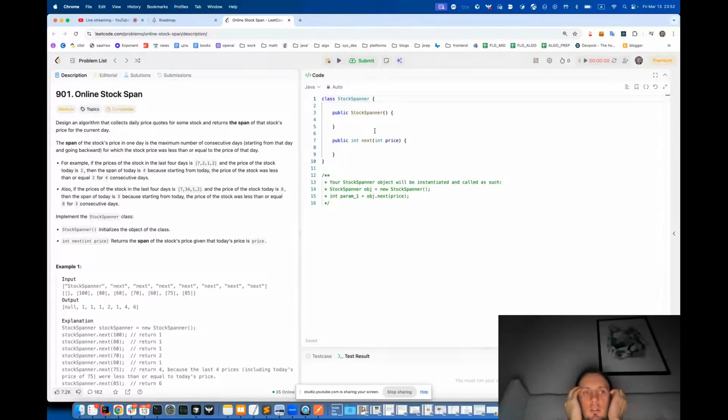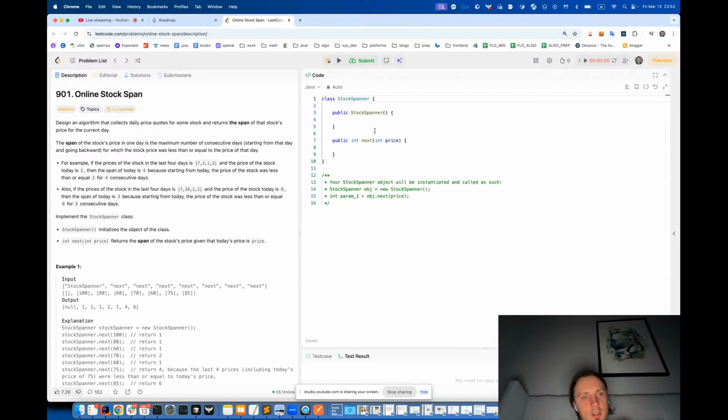Hi guys, we continue solving our task. Today we are undercover. So let's go. Our task today is to design an algorithm that collects daily price quotes for some stock and returns the span of the stock's price for the current day. So the span, what does it mean?